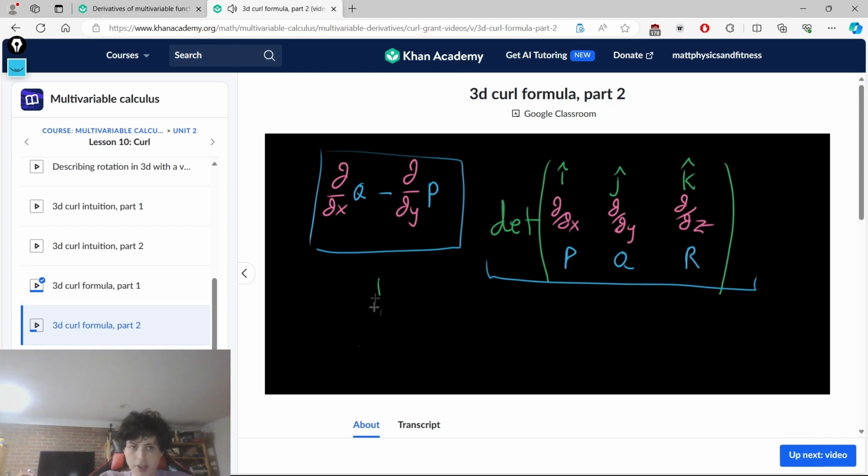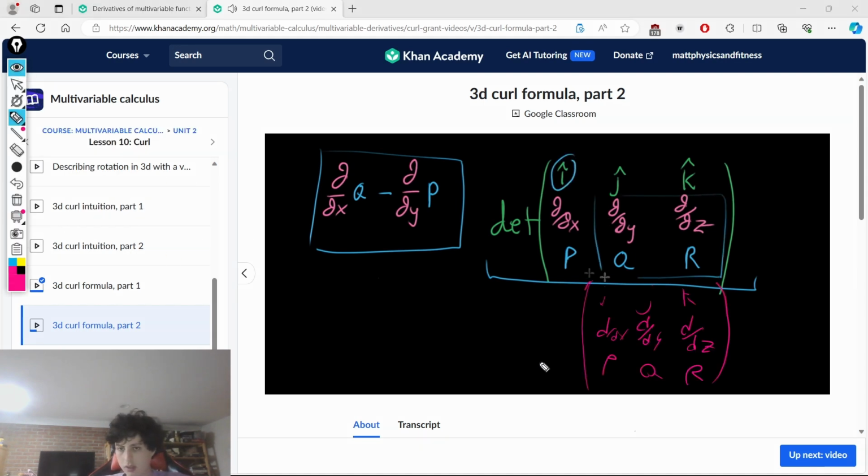Determinant, we take the determinant, which would be in the upper right. You start by taking this upper left component and then multiplying it by the determinant of the submatrix whose rows are not the row of i and whose columns are not the column of i. So what that looks like over here is we're going to take that unit vector i and then multiply it by a certain determinant.